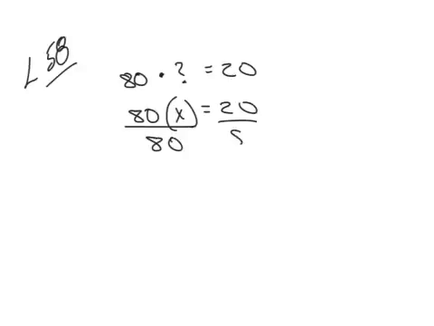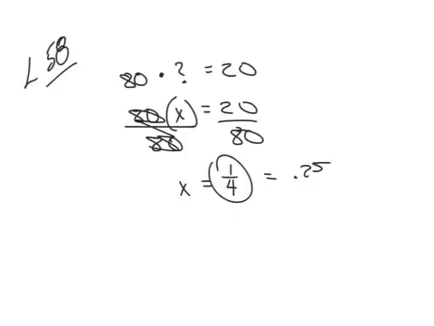Divide by 80. Divide by 80. Those go away. X equals 20 over 80, which is 1 over 4. That doesn't give me a percent, so I make it into a decimal. And then I change the decimal to a percent, and I get 25. All right, so you do that pretty easily without having to draw a diagram. Okay, so let's go ahead and look at the next example.